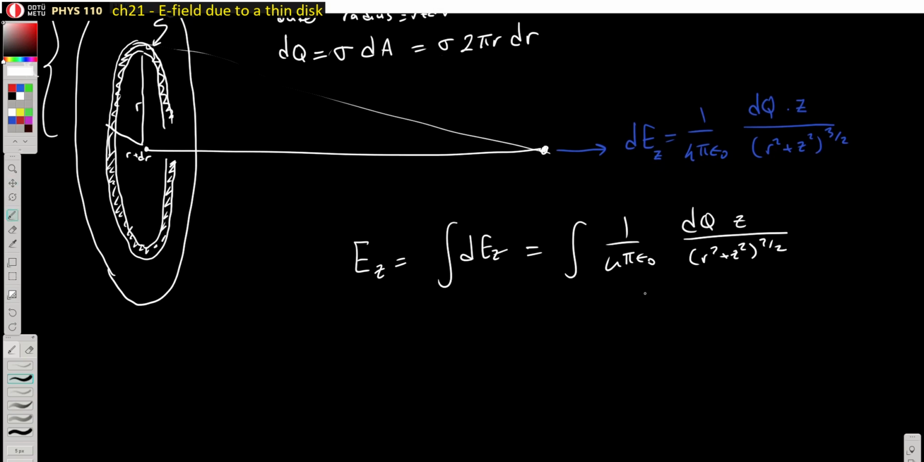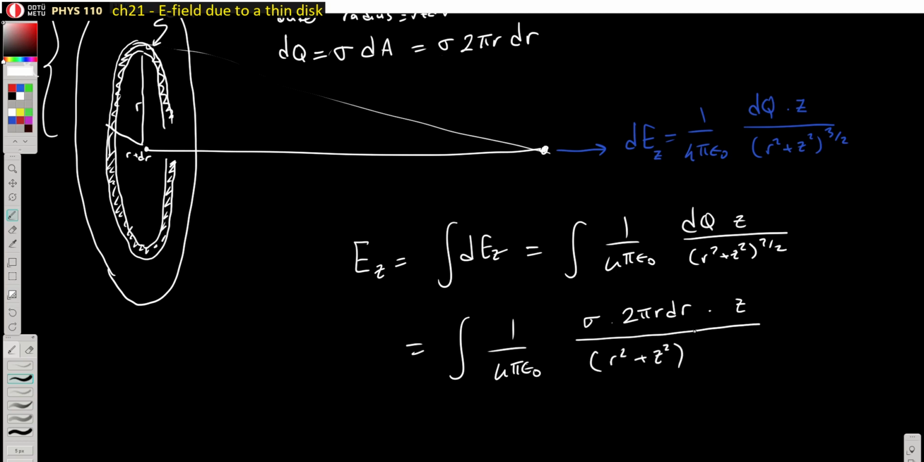And then I need to write down dq in here in terms of my variable. My variable of integration is basically little r. Let me do that. So that's 1 over 4 pi epsilon 0. Sigma is in here, and then we have 2 pi r dr multiplied with z, and then divided by r squared plus z squared to the power 3 over 2.